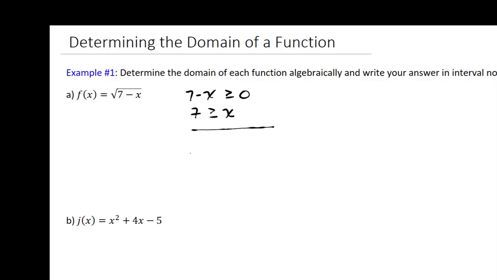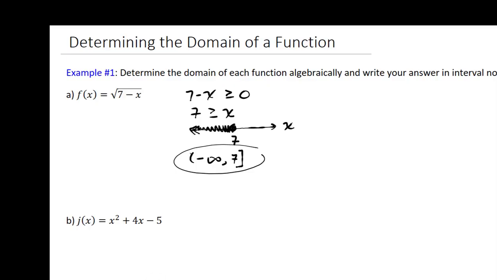Now we sketch a number line to represent this set. Suppose this number line represents x, and the number 7 is here. To be less than 7 or equal to 7, it means that the input values must be any number from -infinity to 7. And hence, in interval notation, the domain of this function is the set of all values of x from -infinity to 7, inclusive of 7.